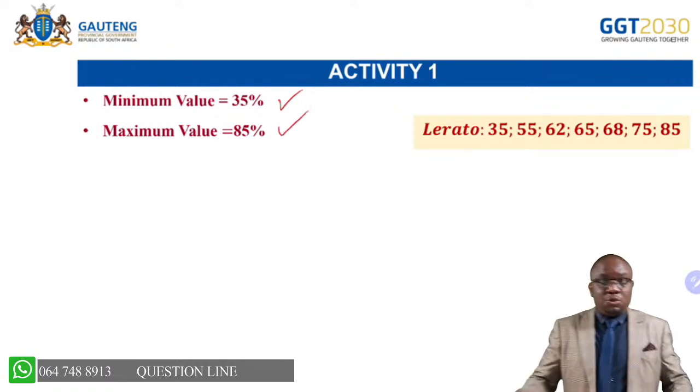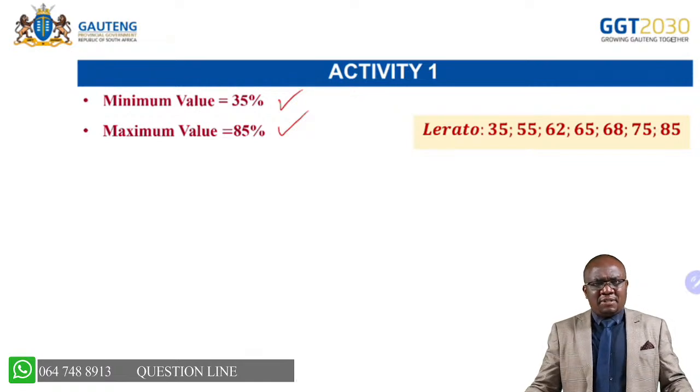Okay, we have 2 out of 5. 2 out of 5 is how many percent? That is almost 40%. It's a lot.